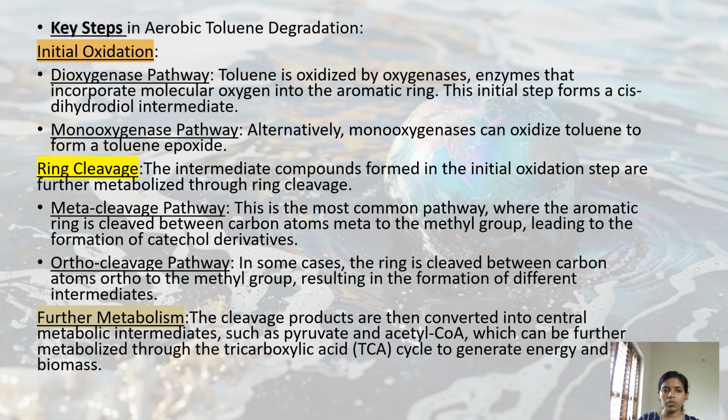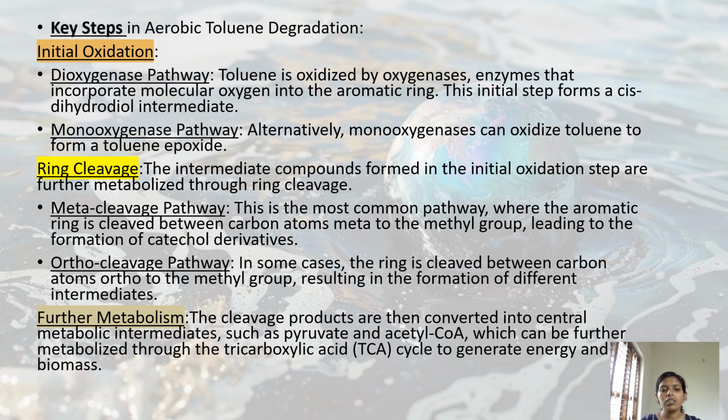The key steps involved in the aerobic toluene degradation are initial oxidation, ring cleavage, and further metabolism. In the initial oxidation, the organism can have a dioxygenase or monooxygenase pathway. In the dioxygenase pathway, toluene is oxidized by oxygenases, enzymes that incorporate molecular oxygen into the aromatic ring of toluene. This forms a cis-dihydrodiol intermediate. Alternatively, monooxygenases can oxidize toluene to form toluene epoxide.